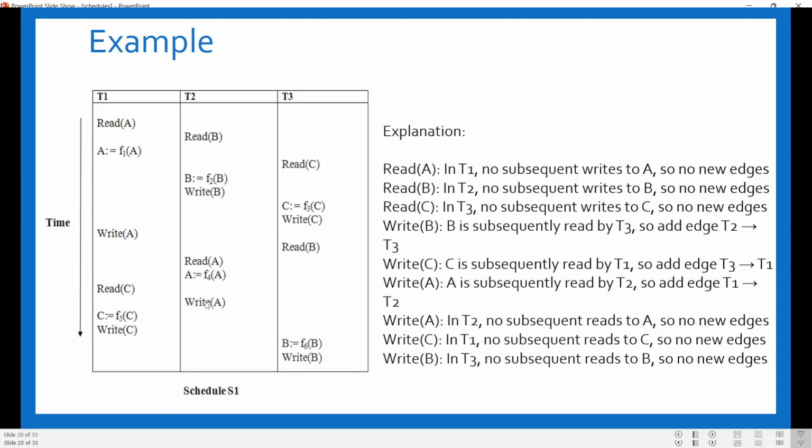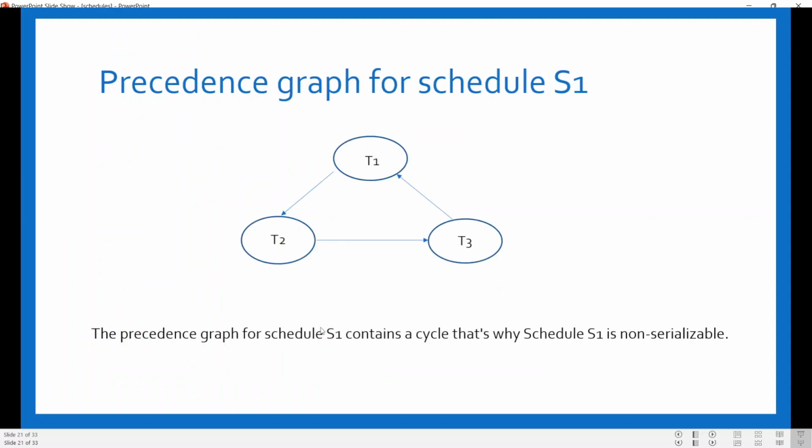Now after this we have write C. There are no subsequent reads of C, so there is no new edge. Now comes write B. For write B, there are no subsequent reads of B, so there are no new edges. So we have formed the precedence graph like this.